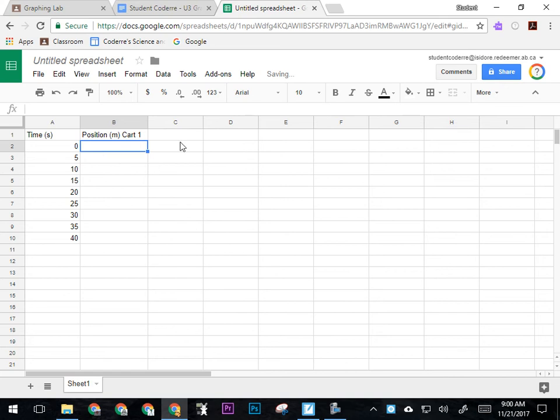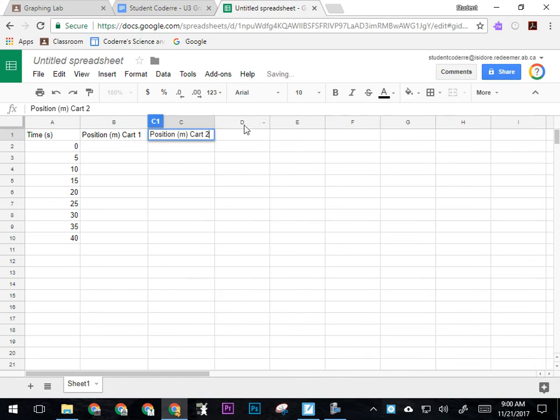And then obviously we don't have any data for that yet, but right next to that, position in meters, cart 2, and then do the same thing for 3 and 4 in columns D and E. You guys need to have that set up before we go into the atrium, all right?